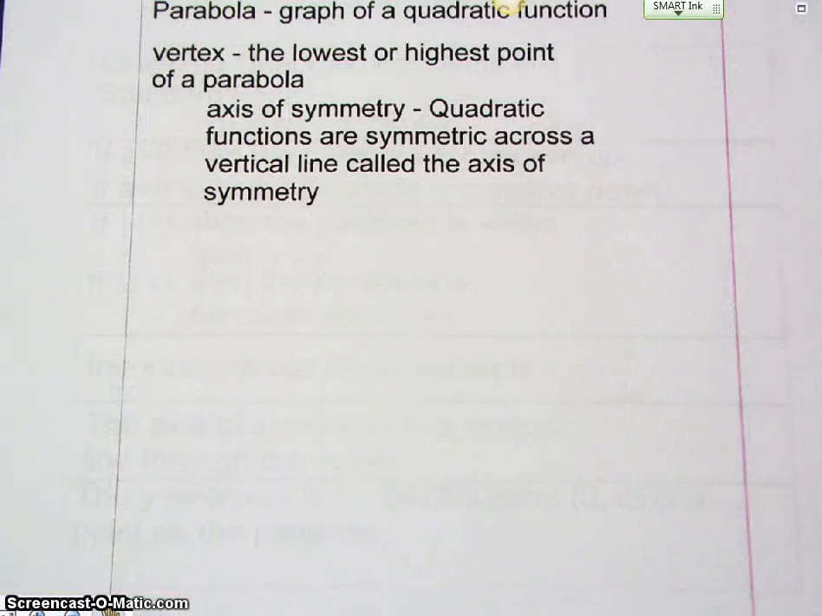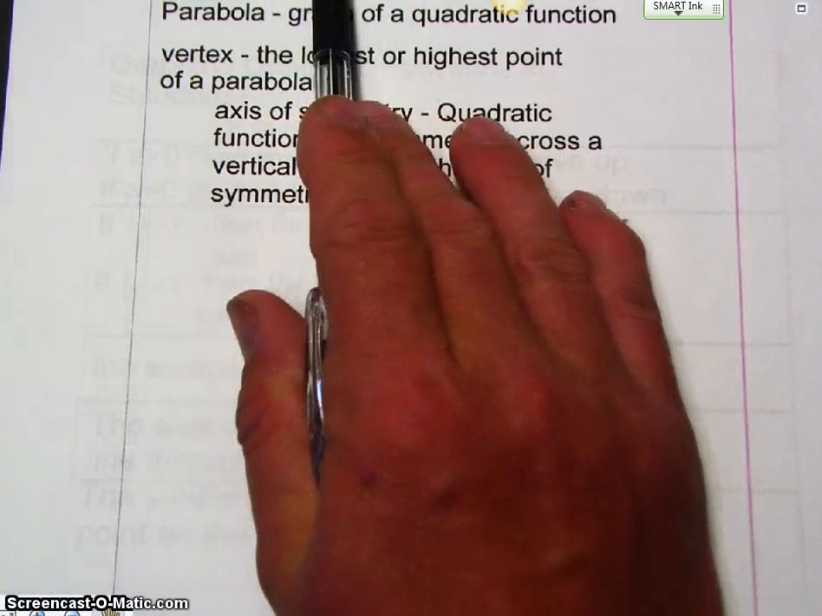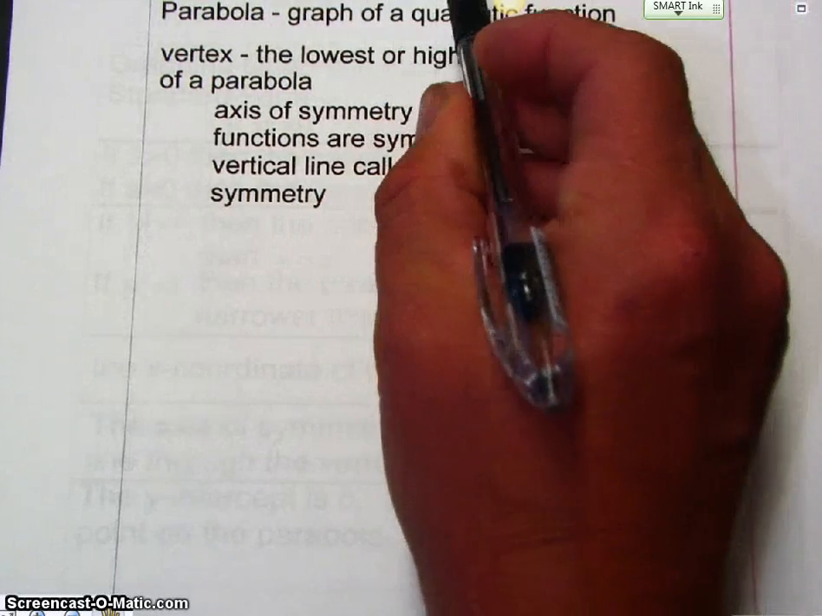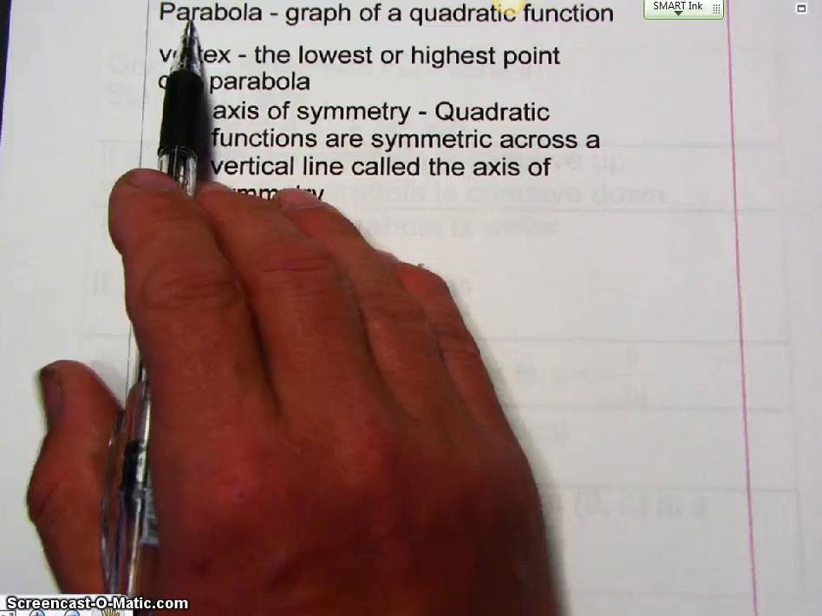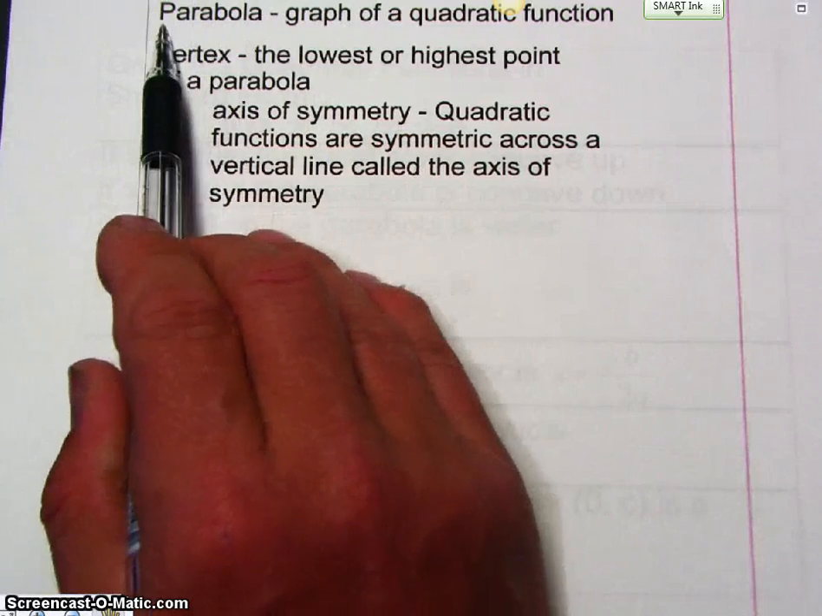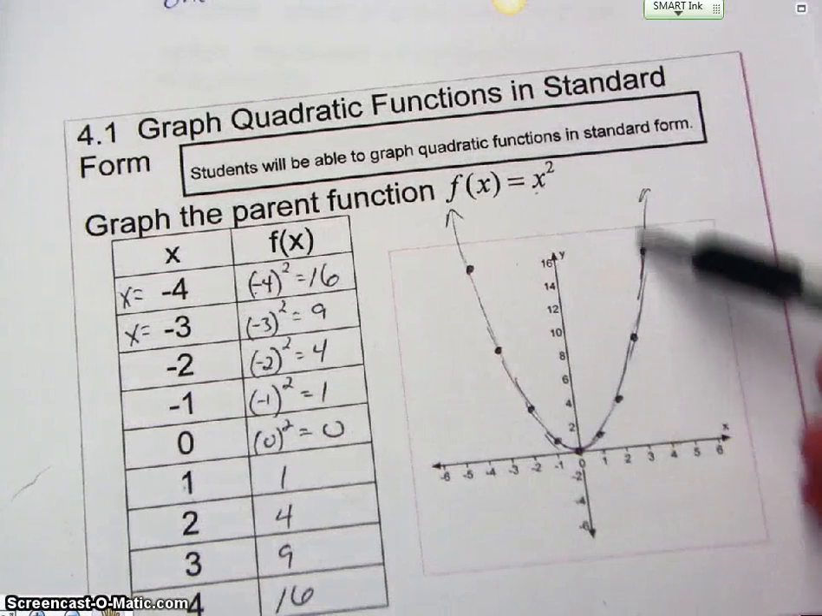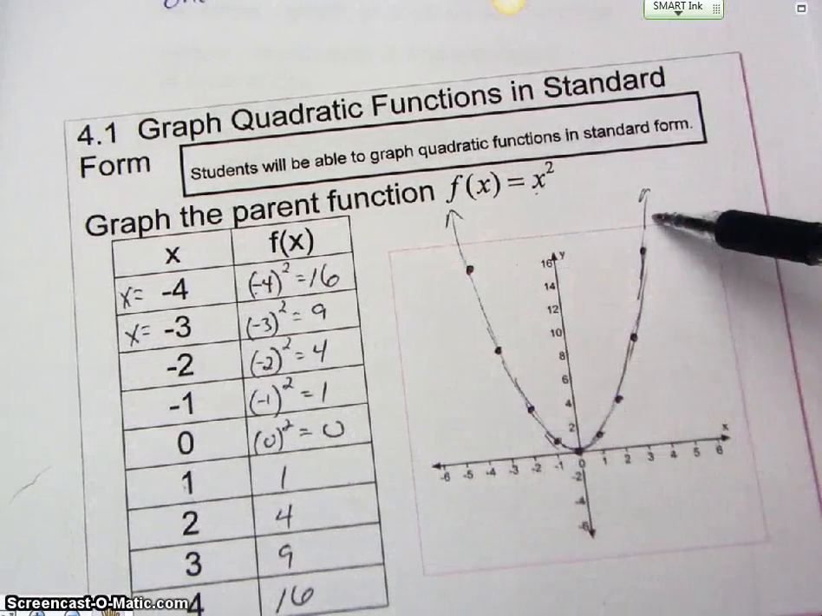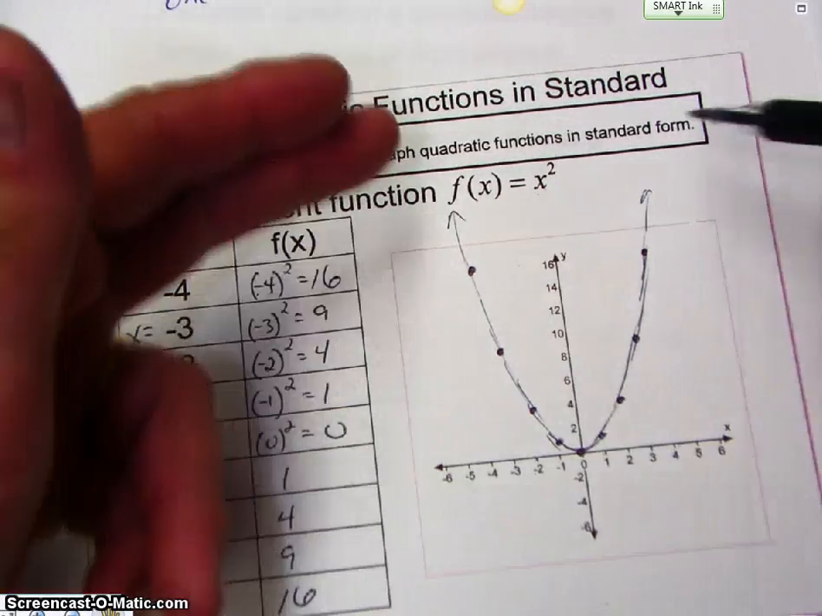Now, the next part is graphing quadratic functions in standard form. Standard form is y equals ax squared plus bx plus c. You will always be given a, b, and c. A quadratic function is called a parabola. That's the graph of a quadratic function, so this right here is a parabola. Some people call them quadratics, but the actual name of the graph is a parabola.